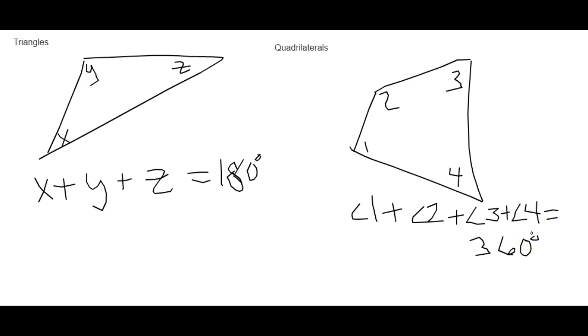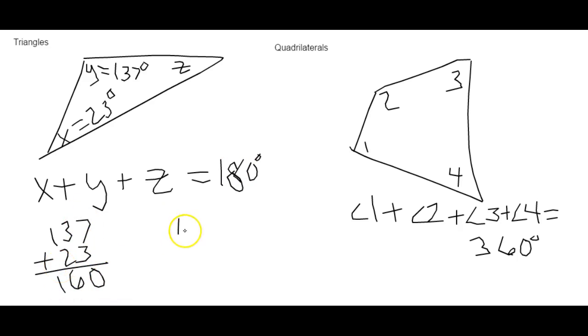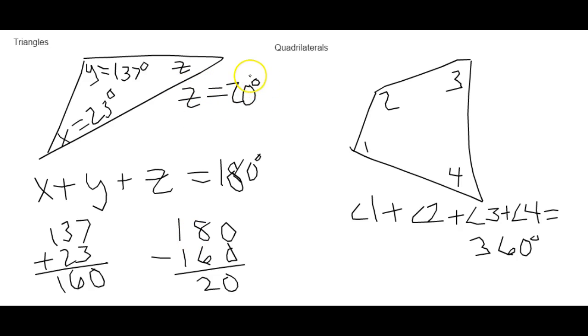So for these ones, we usually need a little bit more information. If I wanted to find angle Z, they would have to tell me angle X and angle Y. So if they gave you two of them, we'd want to add those together first, and then subtract that from the total amount of 180. So angle Z would be 20 degrees. On the quadrilateral, they'd have to give you three of the angles, and you can find the fourth one.